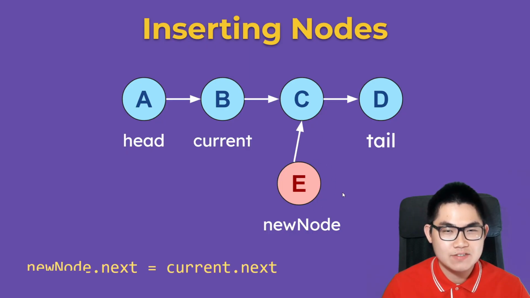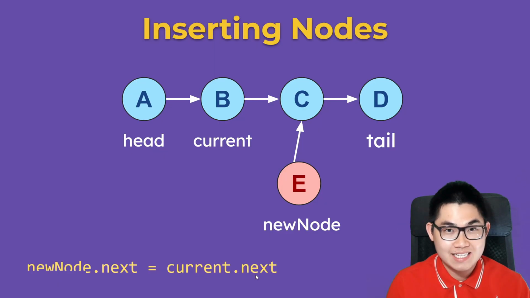So connect E to C, and the line of code to do that is new node.next points to current.next. So what exactly does this mean? What is current.next? So here is current. Current.next is C. And now new node.next will point to that. So that's why we have new node. And the next one, the next is basically the pointer, it points to C. That's really all it means.